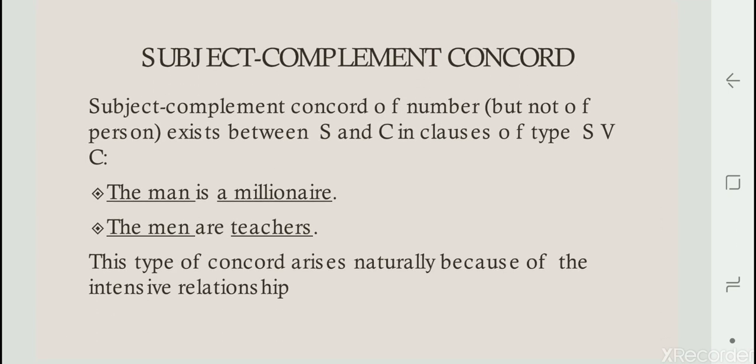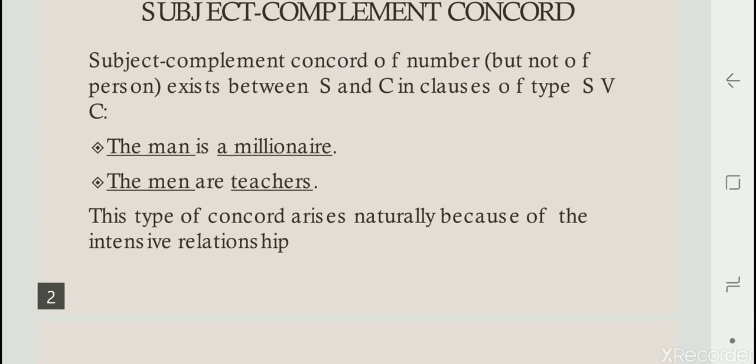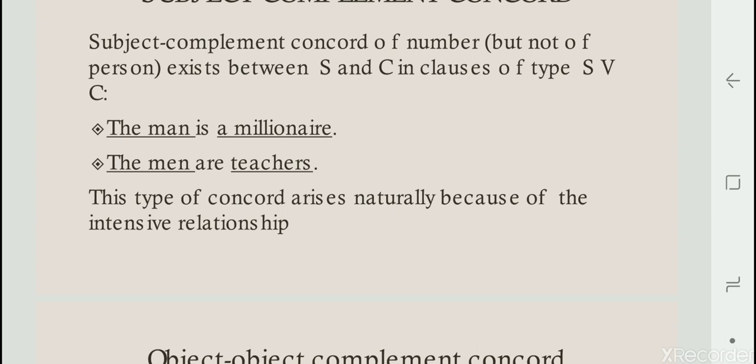So today we are going to talk about subject complement Concord. The Concord that is available between the subject and complement is usually the Concord of number rather than the Concord of person or gender. As you know, there is an intensive relationship between the subject and its complement. So whenever the complement is a noun phrase, there should be some sort of concord between the subject and the complement. As you notice here in the first example, the man is a millionaire.